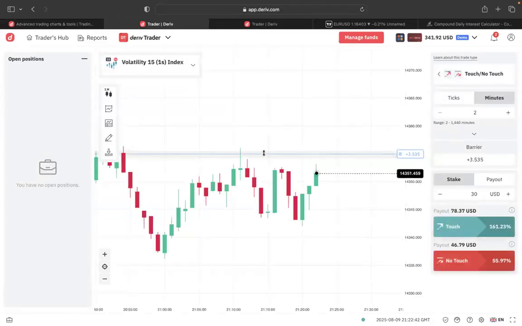So the barrier for 15-1x here is going to be 0.7. So I'm going to change this to 0.7.